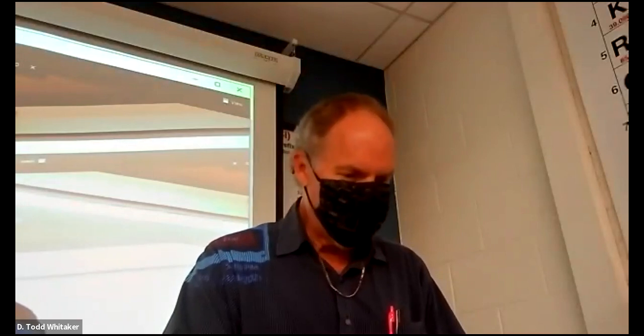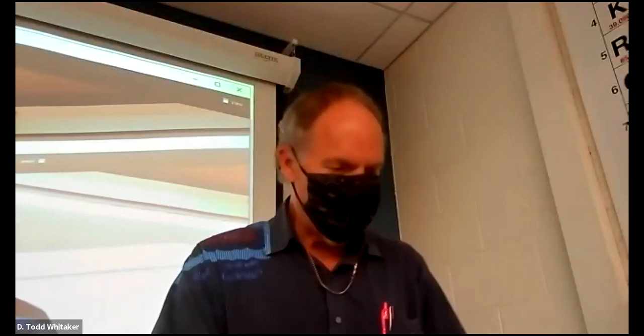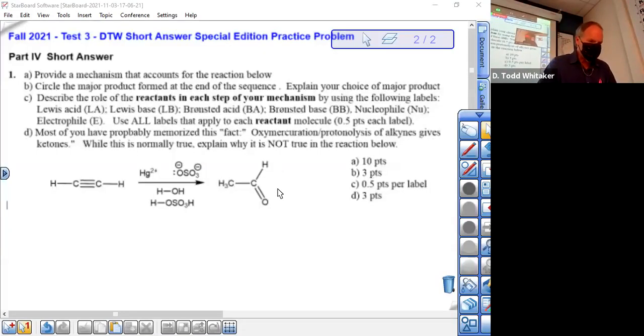We had a special request during this morning's review to do an oxymercuration mechanism with labeling. So we're going to do that, special edition. This is not on any old exam. I made it up just now. It's got the same format. You're going to do a mechanism for the reaction below. It's worth 10 points.